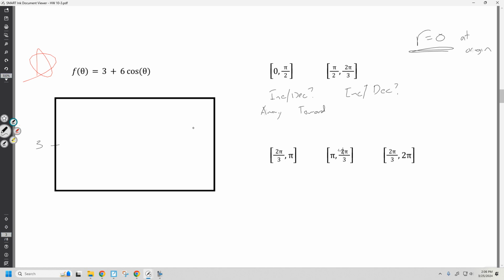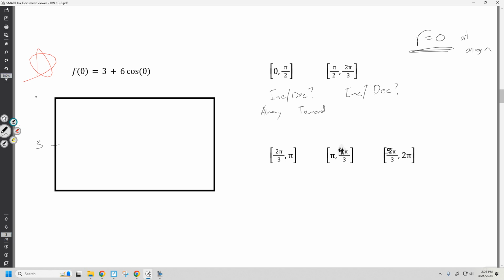This one needs to be 4 pi over 3. And this should be 5 pi over 3. Yeah, I'm sorry. That one, yeah, okay. I don't know why I kept copying over like that. 2 pi over 3 pi is also. No.